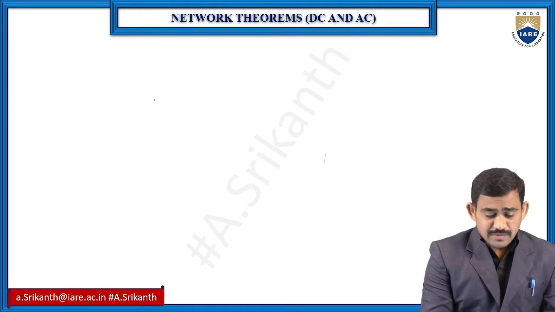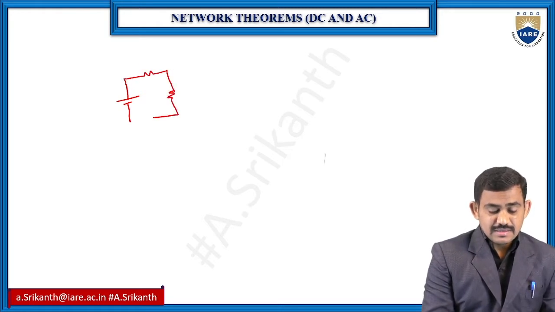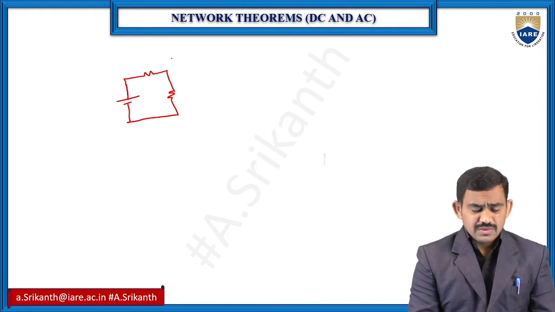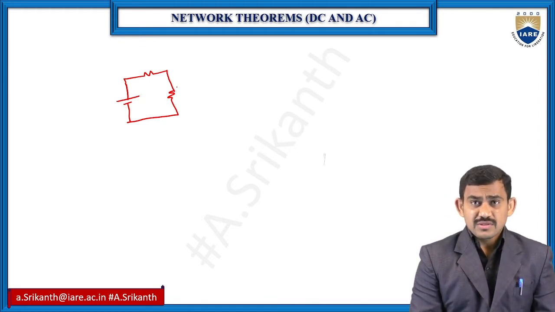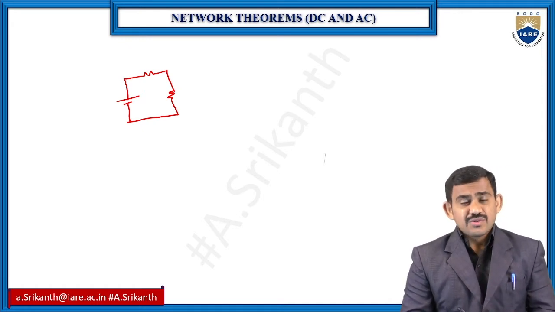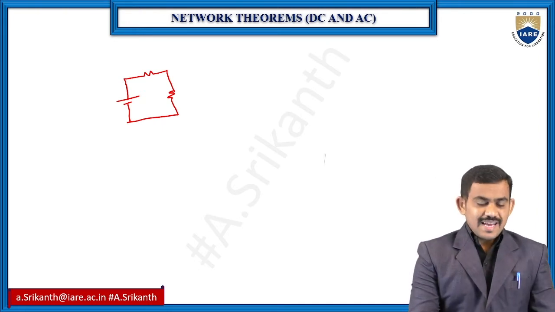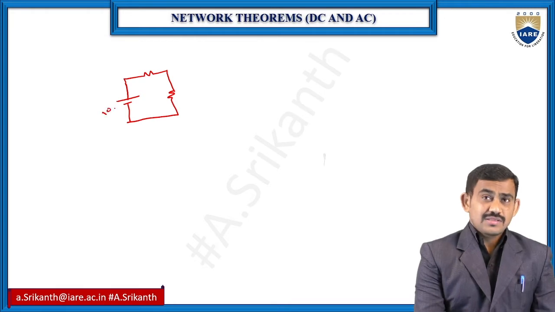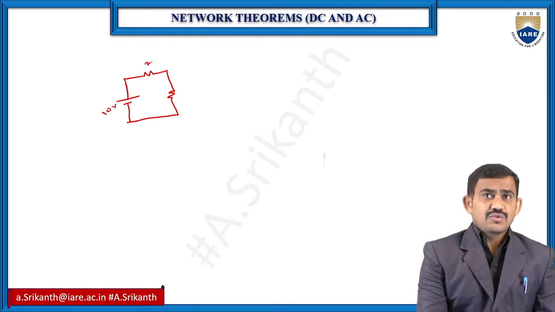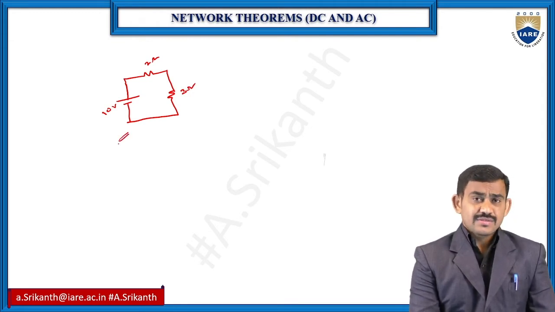Okay, and I have a problem here. Suppose AC or DC, no problem. Suppose here I have a DC voltage source and some resistors, a simple circuit: 2 resistors and 1 voltage source. I need to prove the theorem. Theorem means no need to find different values; we need to prove that particular theorem. So here I have a voltage of 10 volts and resistors of 2 ohms and 3 ohms. I want to prove Tellegen's theorem for this circuit.